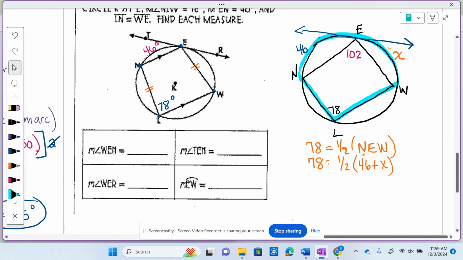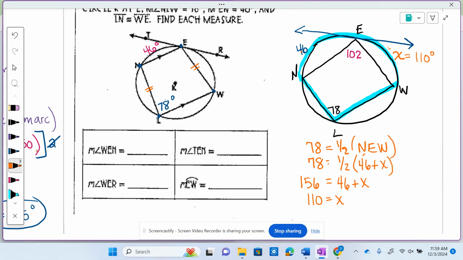So what are we going to do? Well, we're going to multiply both sides by 2. So 156 equals 46 plus x. So 110 equals x. So this arc has a measure of 110 degrees. I think that's one of our questions, the measure of arc EW. It's 110 degrees. We know that this angle is 102 degrees because they're supplementary.